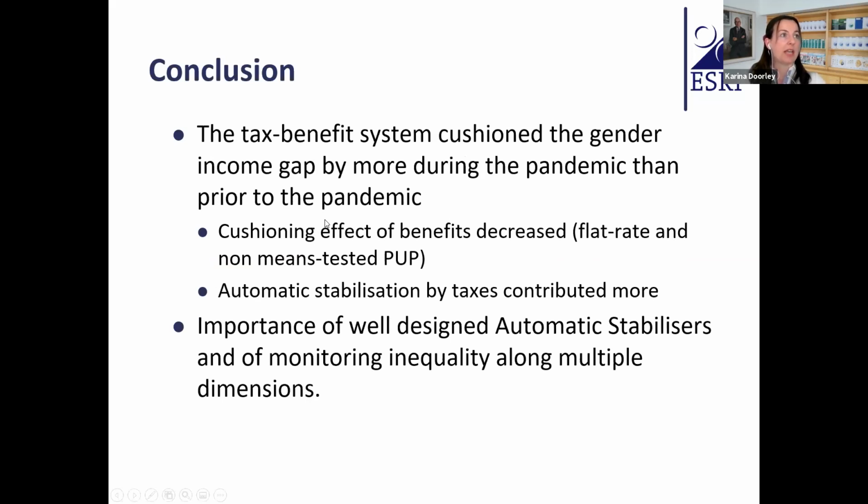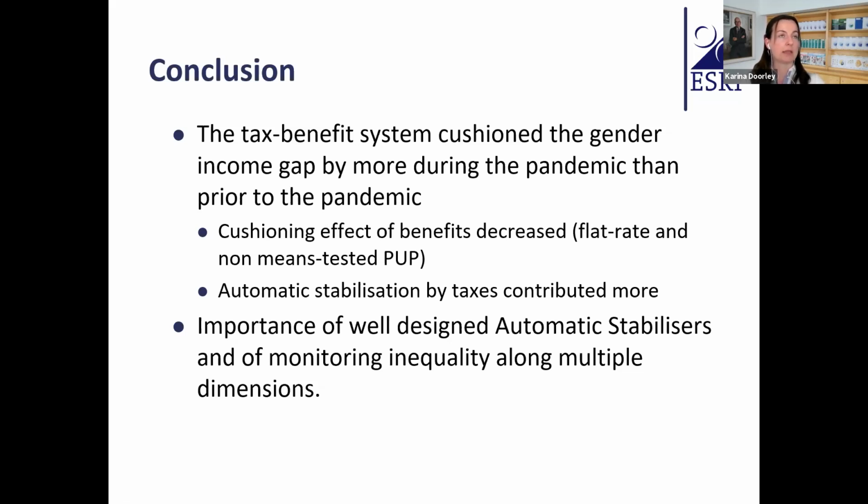And the tax benefit system actually cushioned the gender income gap by more during the pandemic than prior to the pandemic. And so this is the result of two opposing forces, I suppose. The cushioning effect of benefits decreased because of the flat rate and non-means tested pandemic unemployment payment, but automatic stabilization by taxes contributed much more.